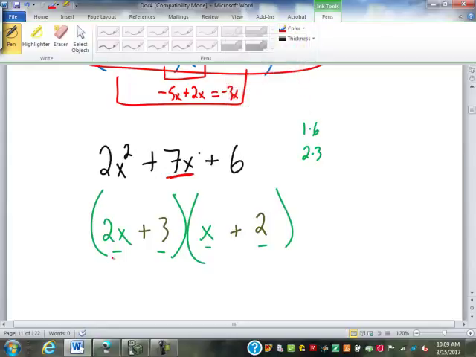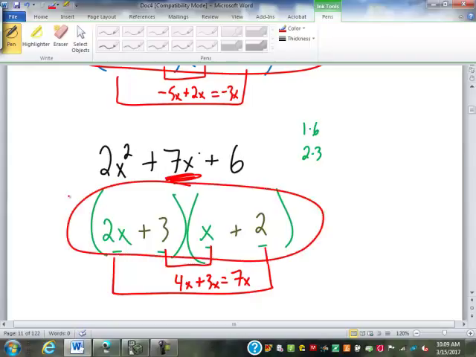And now when I check, 2x times 2 is 4x. 3 times x is 3x. 4x plus 3x is 7x, which is what I wanted. So that is the proper factoring.